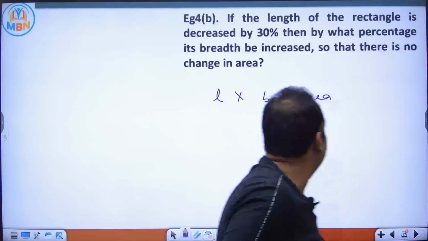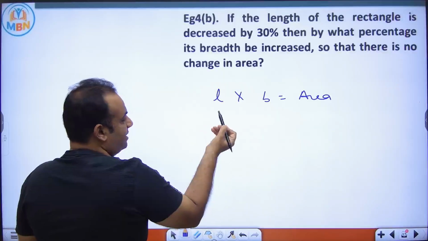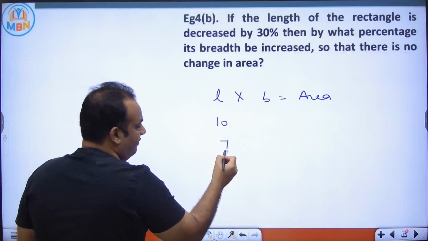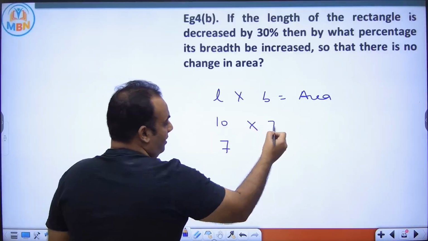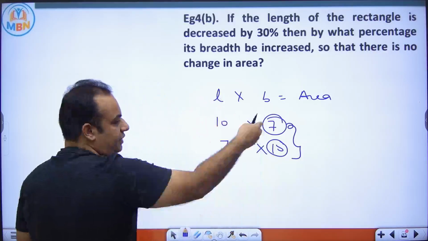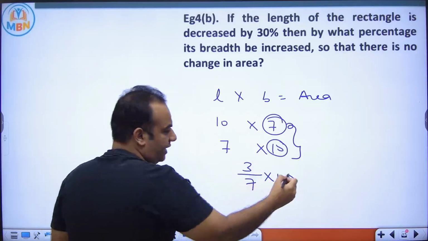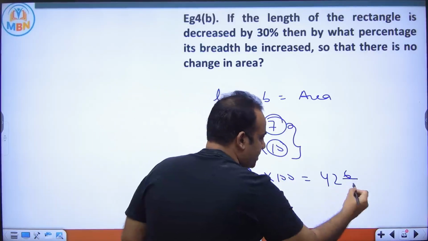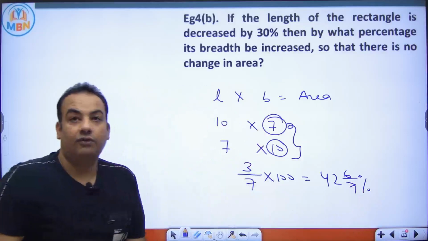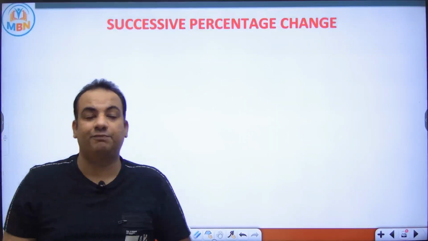So length into breadth is area. Now they are saying length is decreased by 30%. So 30% is 3 by 10. So length becomes 7 from 10. So breadth will become 10 from 7. So 7 to 10, there is an increase of 3 with respect to 7. So 3 by 7 into 100. 1 by 7 is 14, 2 by 7. So this is 42, 6 by 7%. Now, successive percentage.